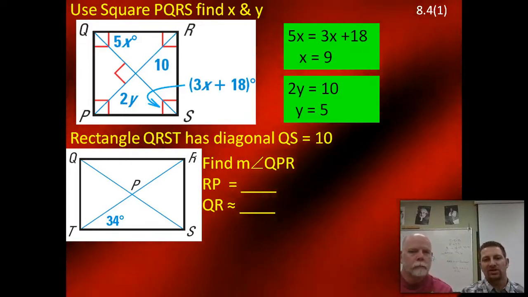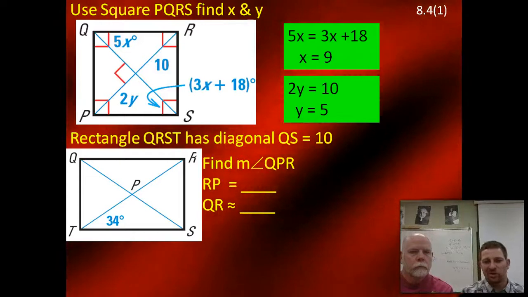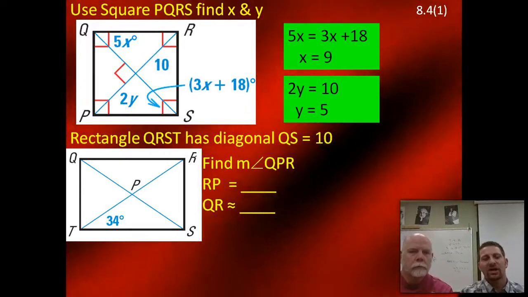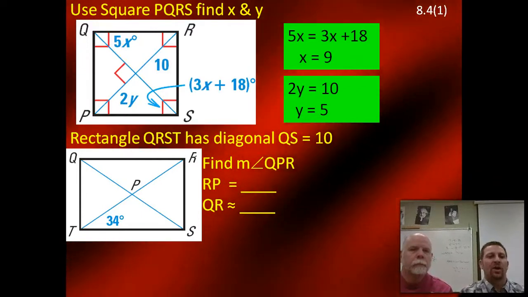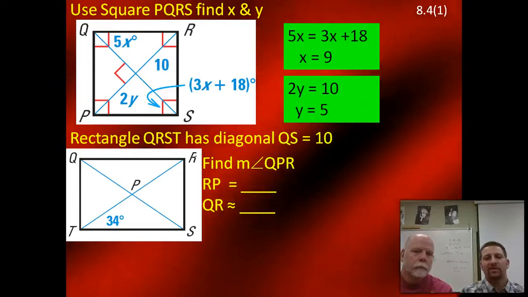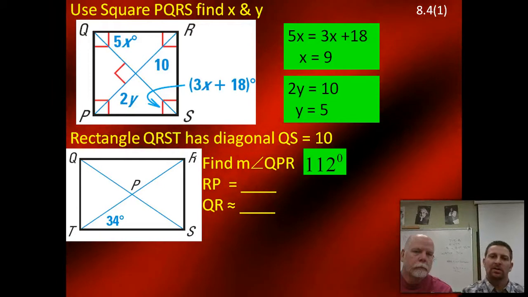Well, we know that QS is 10. So we also know that RT is also 10 because in a rectangle the diagonals are congruent. And they bisect each other. So that means that PR is 5, or RP is 5. So I'm going to put that in there right now. Okay, find the measurement of QPR.